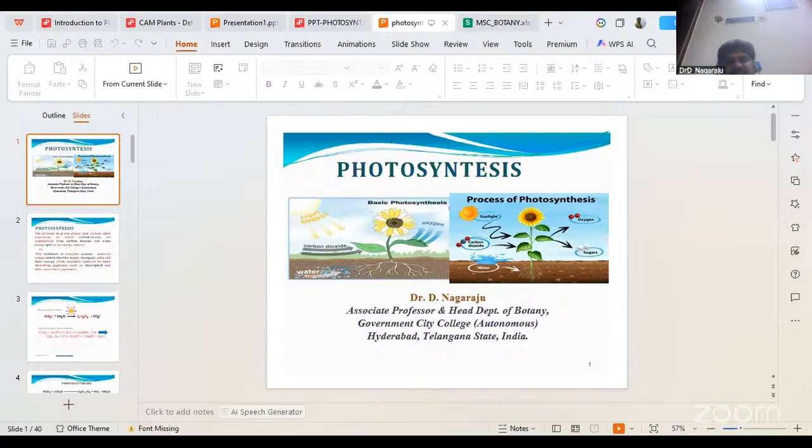You know the total reaction: 6 carbon dioxide, 18 ADP, 12 H2O, 12 NADPH plus H plus, phosphorylating and releasing glucose. The 18 ATPs are split into ADP and Pi, 12 NADPH are utilized, and 6 oxygen molecules are released.